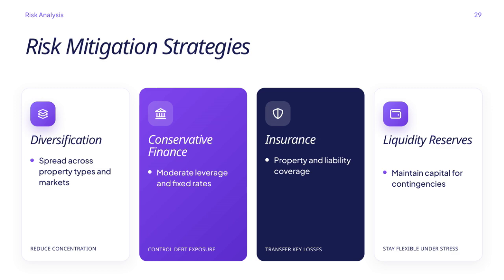Next, adopting conservative finance practices is essential. This means maintaining moderate leverage and focusing on fixed interest rates to control debt exposure, which keeps financial obligations manageable even during volatile periods. Insurance is another vital component. By ensuring adequate property and liability coverage, we transfer key losses to insurers, protecting the business from unexpected large expenses.